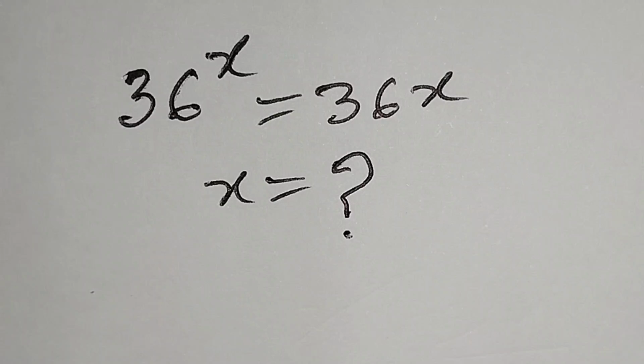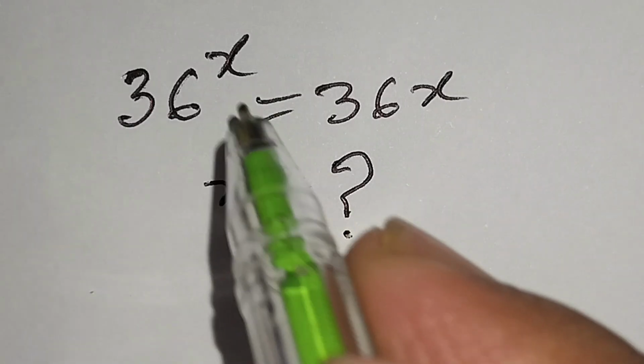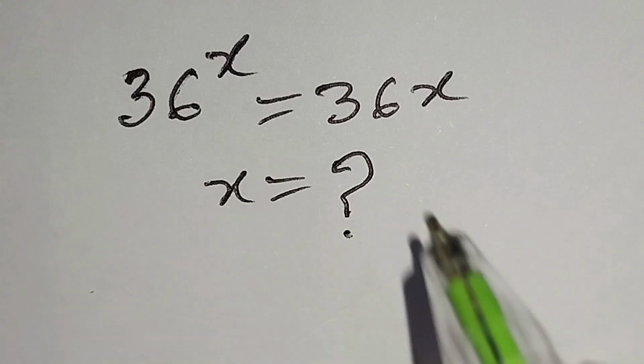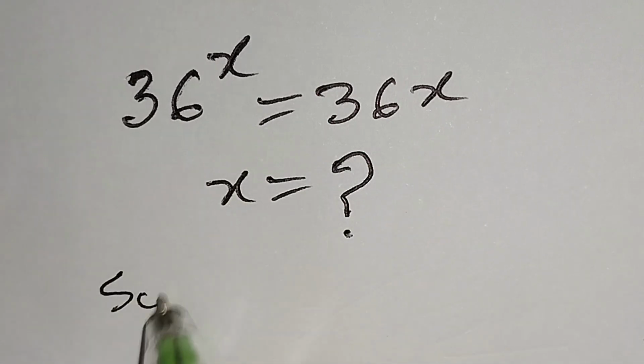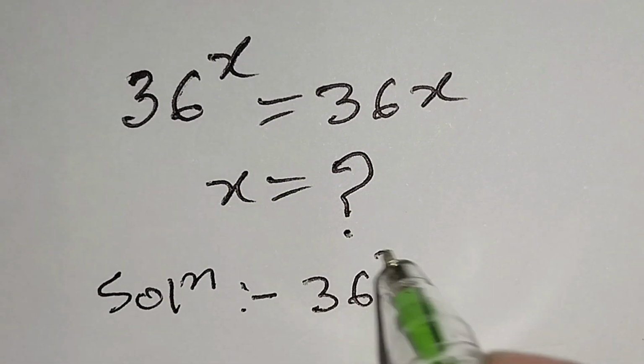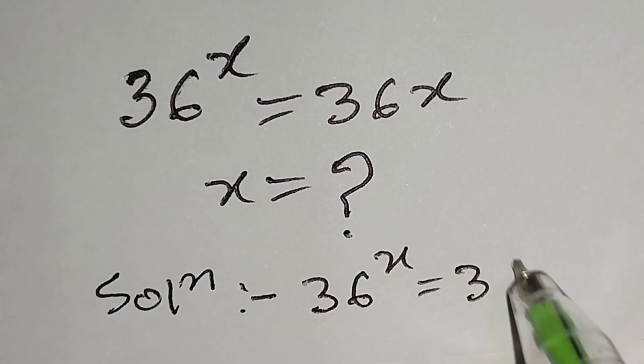Hello, this is a nice math problem. 36^x is equal to 36x, and we have to find the value of x. So let's start. Solution. The given equation is 36^x is equal to 36x.